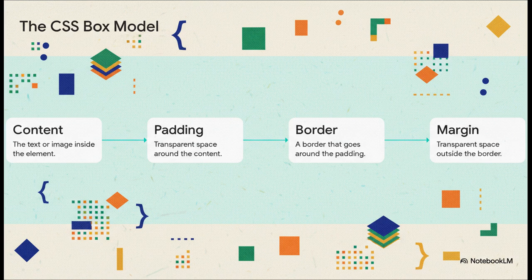Okay, this slide right here shows one of the most important ideas in all of CSS. It's called the box model. The core idea is that every single thing on a web page is treated like a rectangular box. Right in the middle is your content. Then you have padding, which is like the space inside the box. Then comes the border, and finally the margin, which is the space outside the box, pushing other elements away. And you can control every single one of these layers.